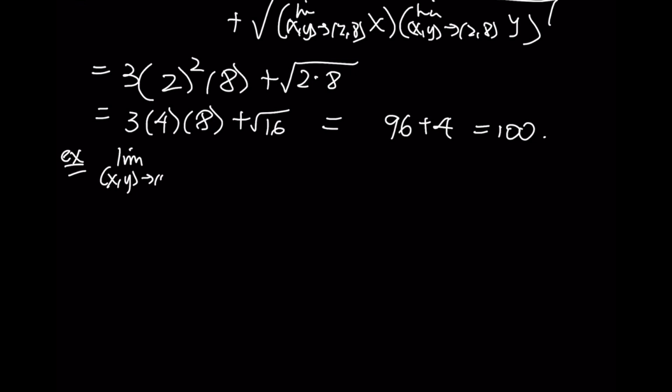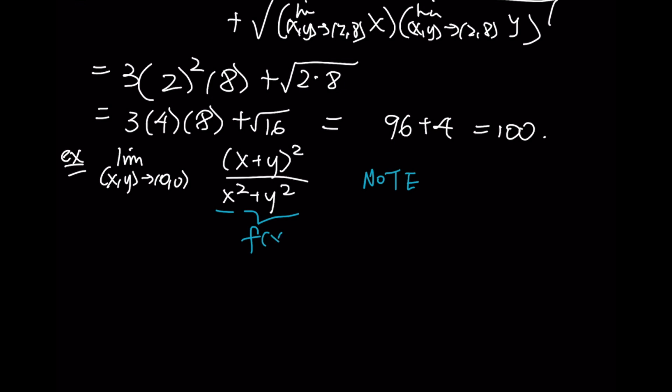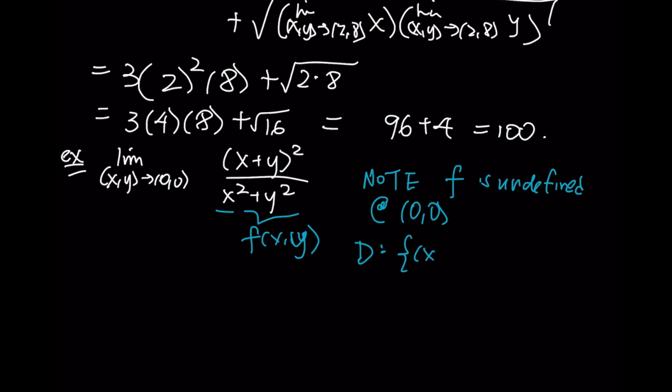So here's an example of a limit that is a little trickier than the one we dealt with before. This function is our function f of x and y, and this function is undefined at the limit point. The domain of our function here is the set of all points such that x, y can't be 0, 0. That's the only way that this function is going to be undefined. It doesn't matter that our limit point isn't in the domain. Technically, this is what's called a boundary point of our function.